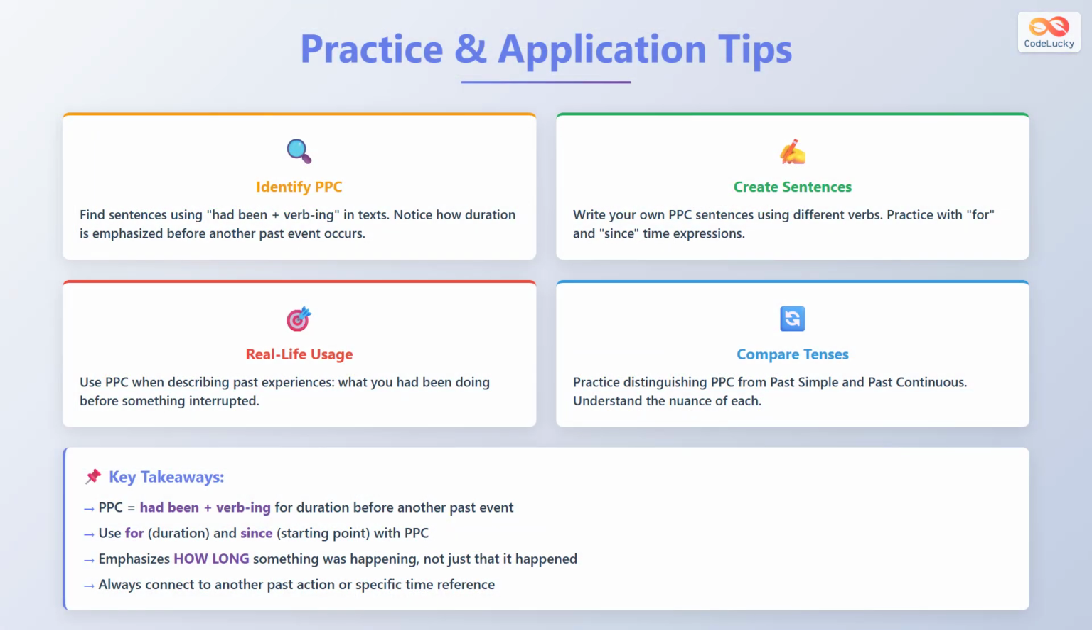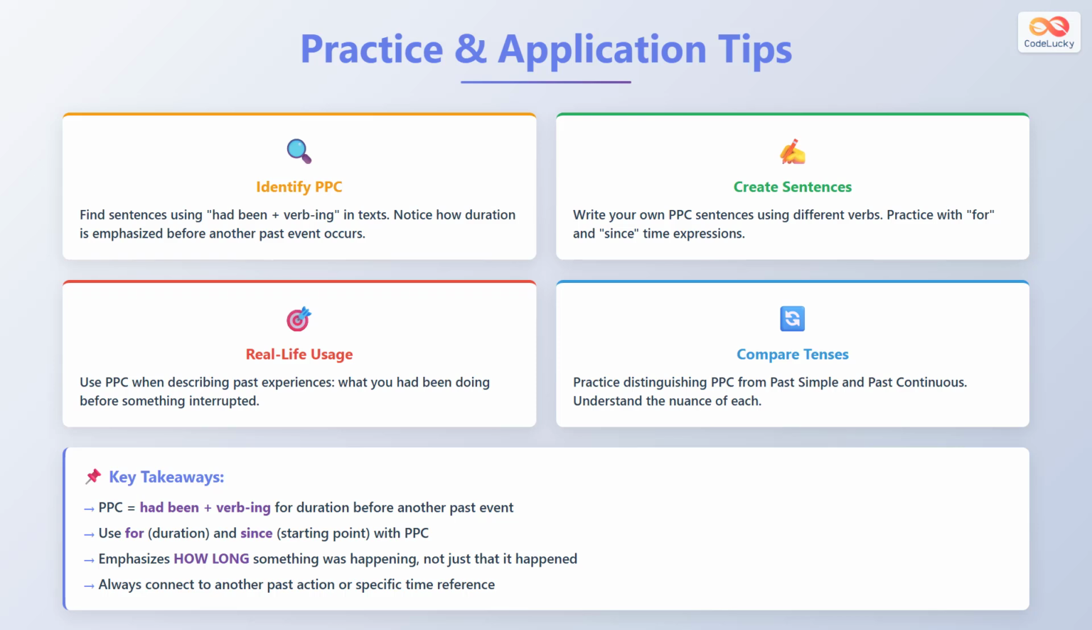To master this tense, first identify past perfect continuous sentences in texts and notice how duration is shown before another event. Second, create your own sentences using different verbs and time expressions. Third, use this tense when describing your past experiences. Tell what you had been doing before something interrupted you. Fourth, compare past perfect continuous with other past tenses to understand the difference.